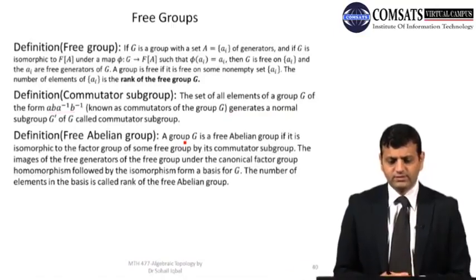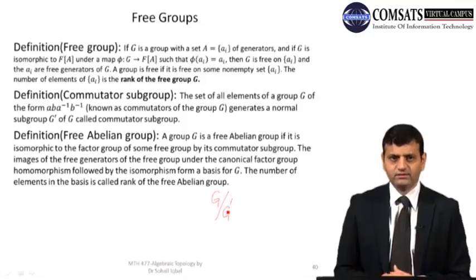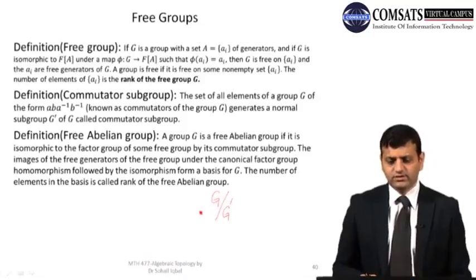So a free abelian group. A group G is free abelian if it is isomorphic to the factor group of some free group by its commutator subgroup. If I take a group and its quotient with the commutator subgroup, then I'm requiring that the resulting group will be an abelian group, because when I'm taking the quotient, every element of this G prime is going to act like an identity in my new structure.